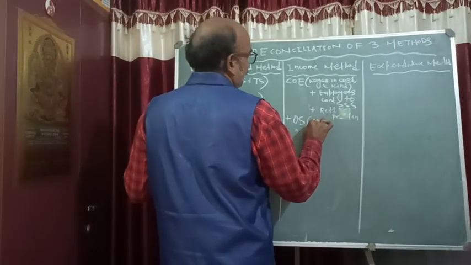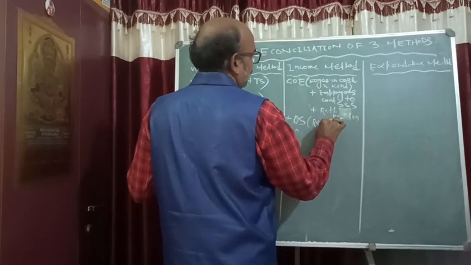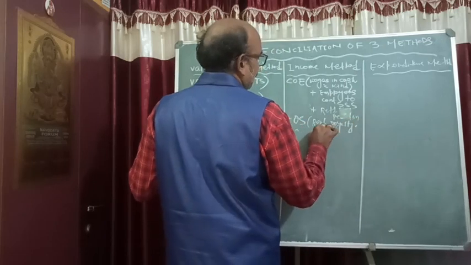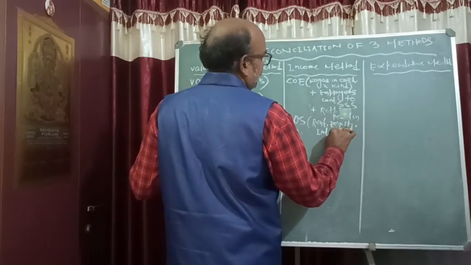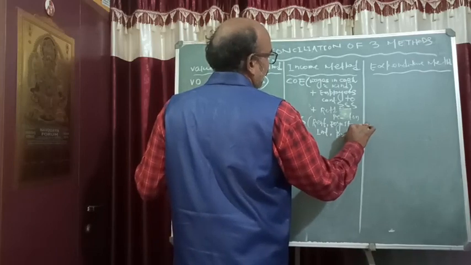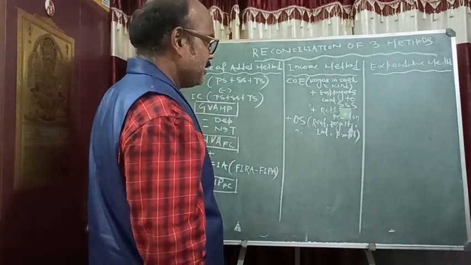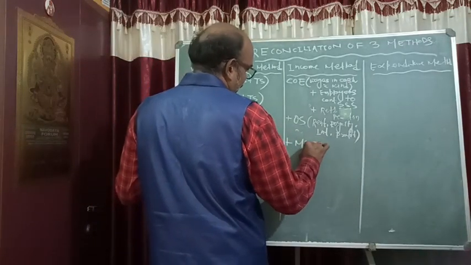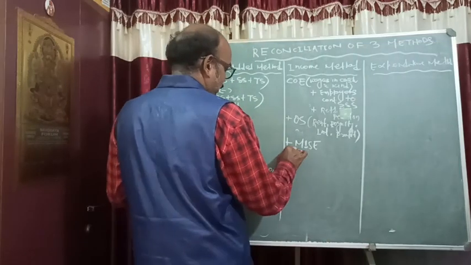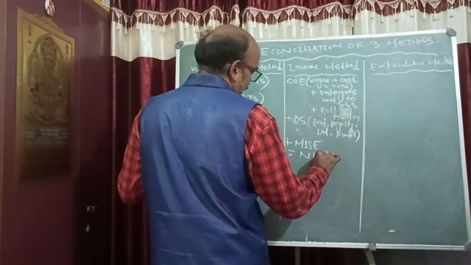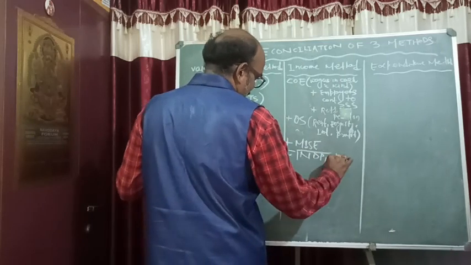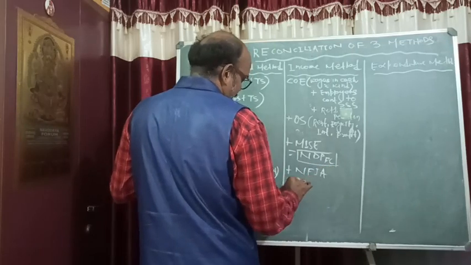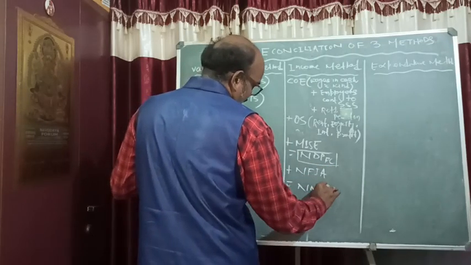Then COE plus operating surplus. Under the operating surplus, there is rent, then royalty, then interest, then profit. These four come under operating surplus. Then you add AMIAC. You will get NDPFC. Then you add NFIA. You will get NNPFC.